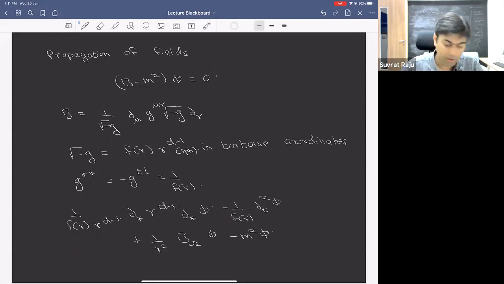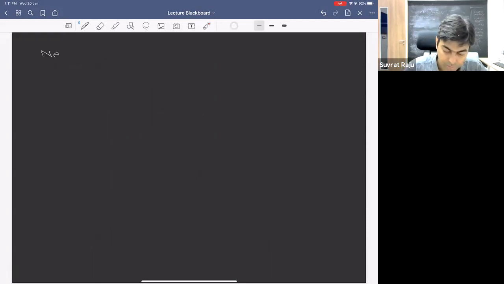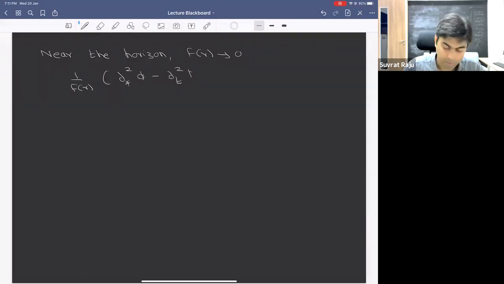And so near the horizon, f of r tends to 0. And so the equation becomes 1 over f of r, which is not important, but d_r star squared phi minus d_t squared phi is equal to 0. Okay. And that's the only term that remains.